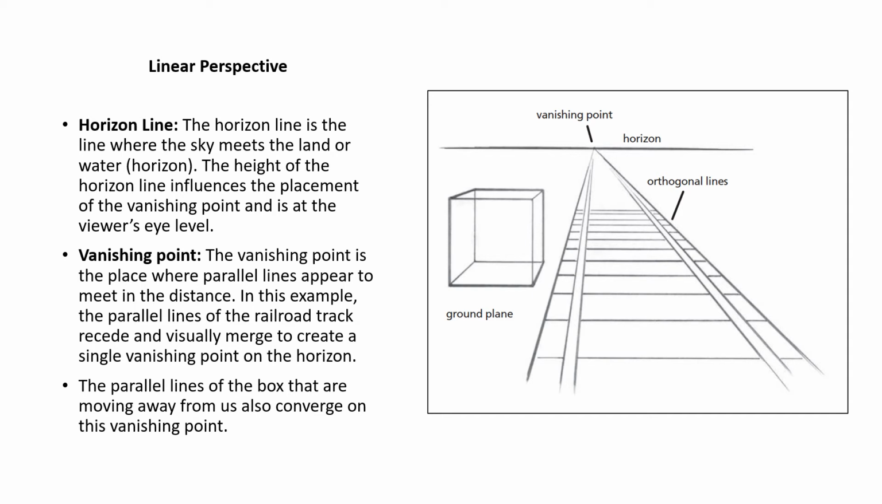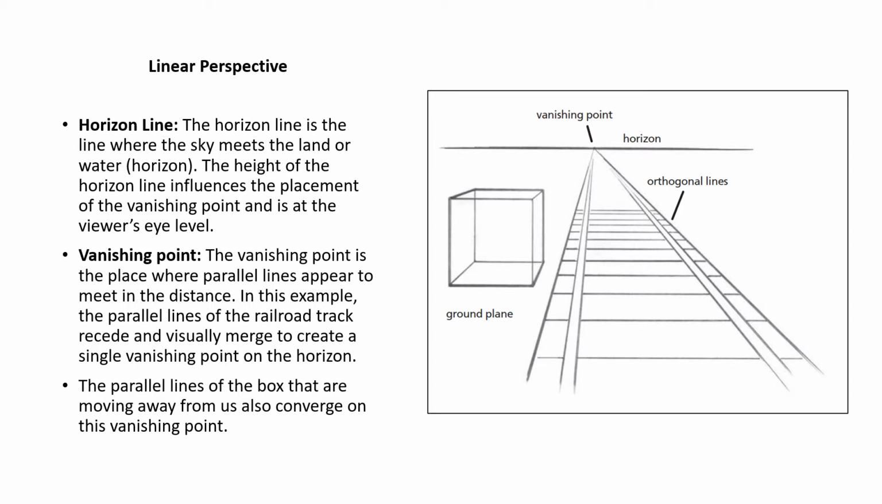Horizon line. The horizon line is the line where the sky meets the land or water. The height of the horizon line influences the placement of the vanishing point and is at the viewer's eye level. Vanishing point. The vanishing point is the place where parallel lines appear to meet in the distance.